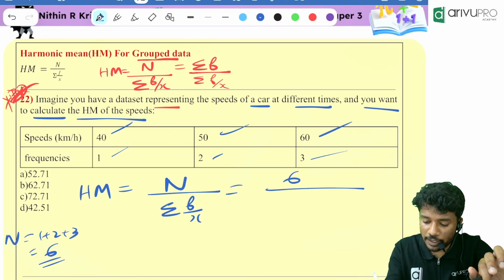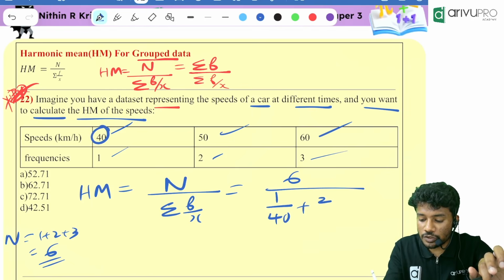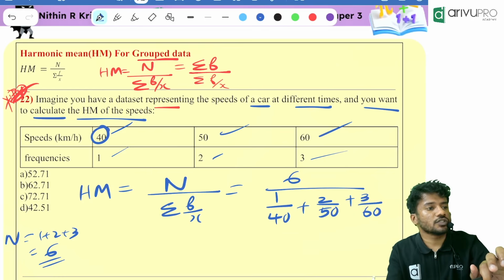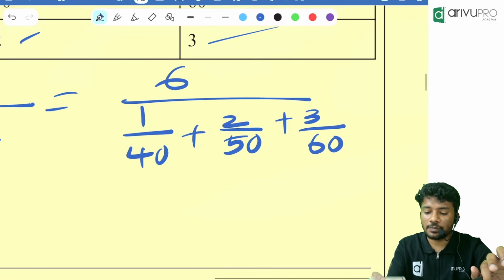6 divided by (1 divided by 40 plus 2 divided by 50 plus 3 divided by 60). Take your calculator and get me the answer.